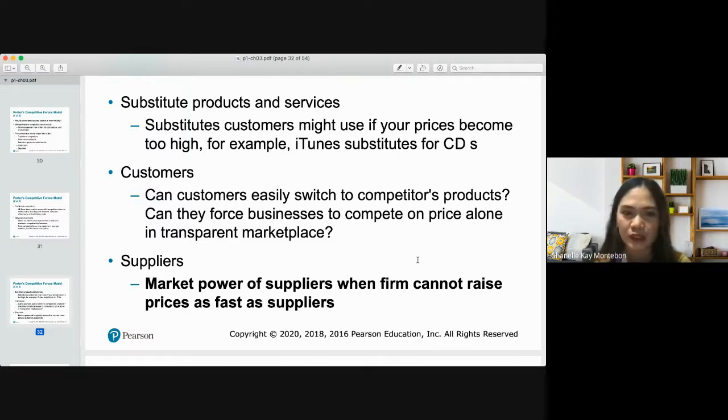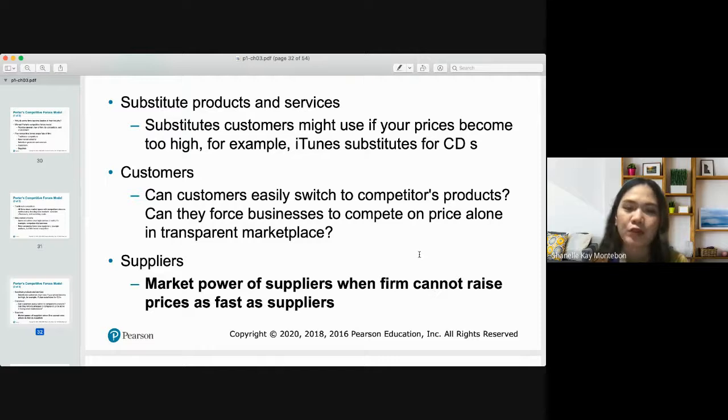Next competitive force is customers. Can customers easily switch to competitors' products? Can they force businesses to compete on price alone in a transparent marketplace? This is actually the bargaining power of the customers. For the company to retain or attract their customers, aside from increasing their switching cost, they can also use the strategy of product differentiation, which again will be discussed later in the strategies.